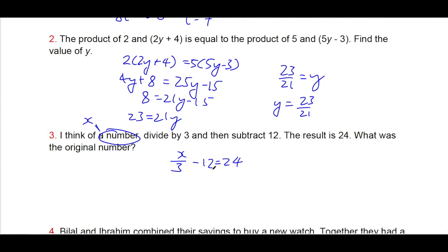You can add 12 to both sides. So you have x over 3 is equal to 36, right? Then what does x equal? You've got to multiply both sides by 3 to get rid of the fraction. So you get 108.